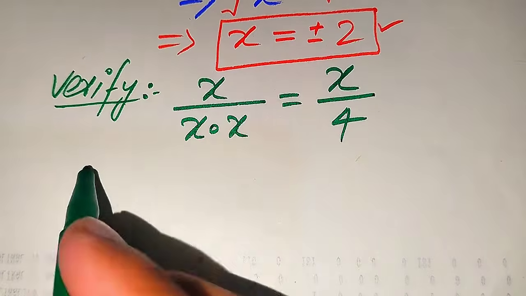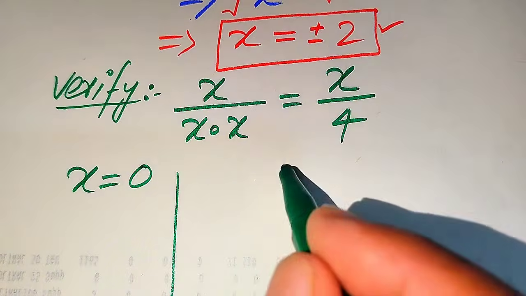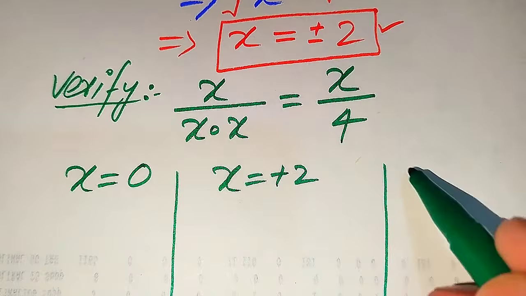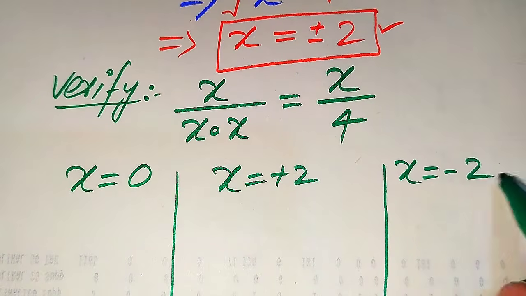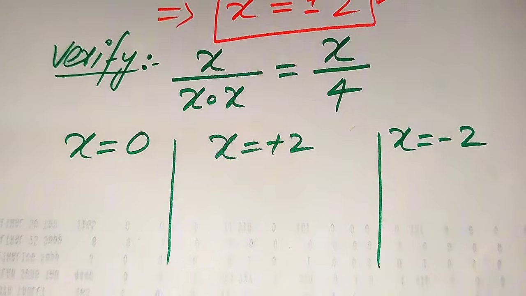So here on this side we will verify x is equal to 0, and on this side we will verify x is equal to plus 2, and on this side we will verify x is equal to minus 2. So here we verify the above three roots of the given equation.